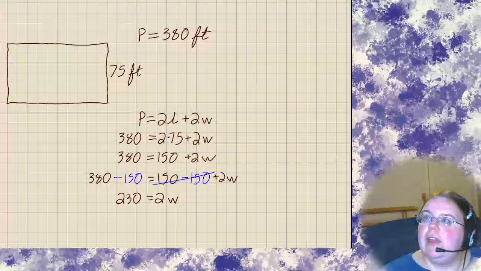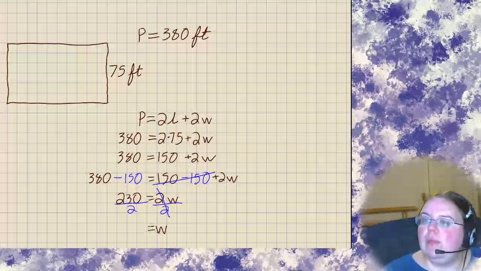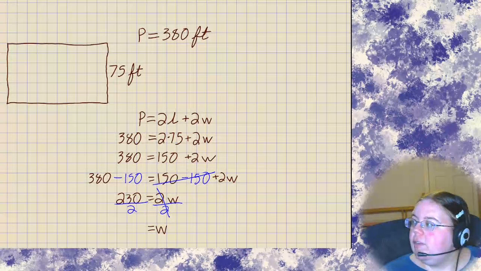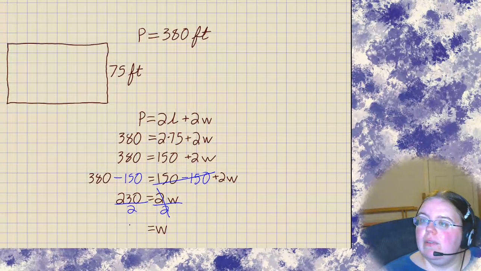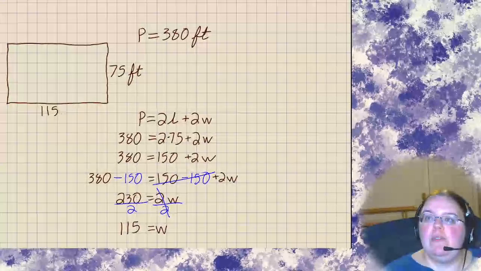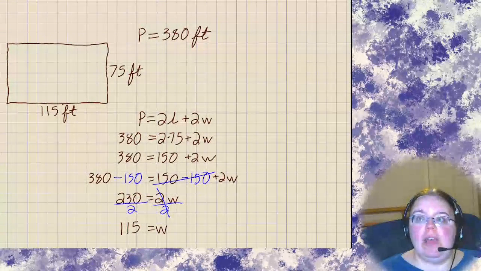Well, now we need to divide out the 2. So if we know double the width, clearly we need to cut both sides in half. So that width turns out to be whatever 230 divided by 2 works out to be, and that's 115. So that tells me that the width of that rectangle is 115 feet. Now, that wasn't so bad.